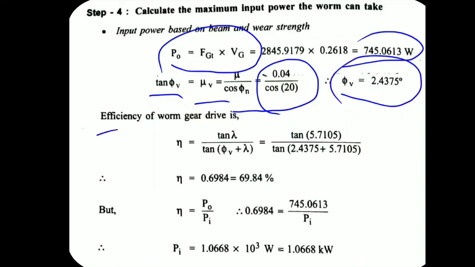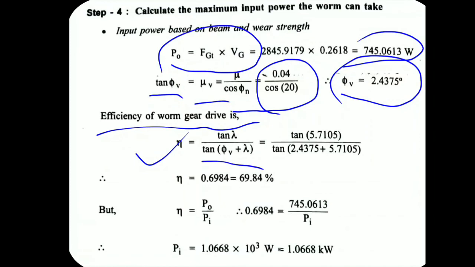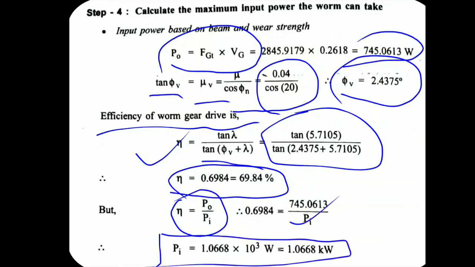Now the efficiency of the gear drive. I can calculate efficiency as tan of lambda over tan of (φv plus lambda). By putting in this value, I will get 69% efficiency. Why have we calculated efficiency? Because we know the equation: efficiency is equal to output by input. Output power we know, efficiency we know, the unknown is input power. So we will get the input power as 1.06 kilowatt, correct. So this is the one thing.